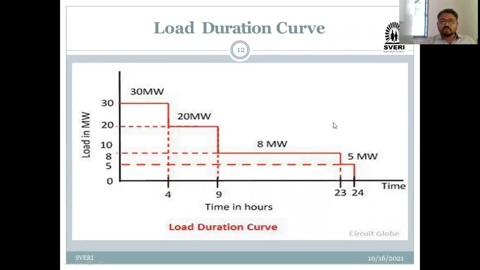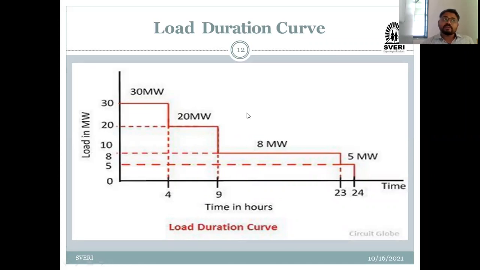Then and then only we can proceed further, otherwise just sitting and listening is not efficient. Everybody got the difference between the load curve and the load duration curve? What you have to observe here, the load curve is nothing but the simple curve which we have drawn by taking the time on the x-axis and load on the y-axis.